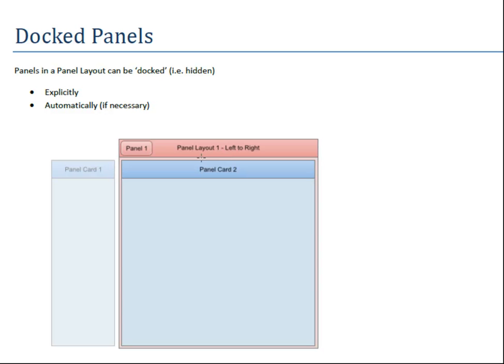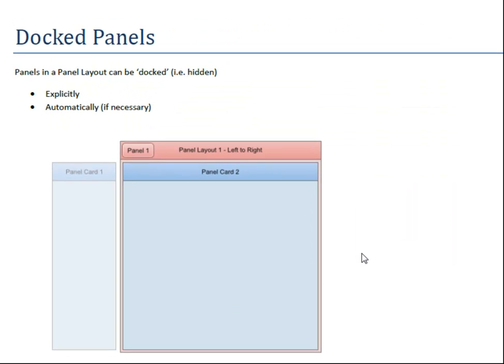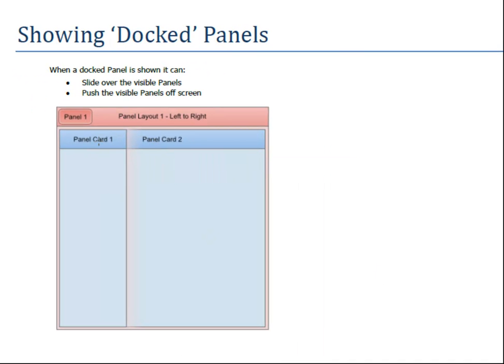So if you look here, panel card 1, as we mentioned, has been hidden, and there's a button now that is displayed in this panel layout header that will control the visibility of panel card 1. So when you click this button, panel card 1 will become visible, and the way in which it becomes visible can be controlled in one of two ways. It can either slide, as you can see here, over panel card 2. So in this case, basically, when panel card 1 became visible, it's obscuring a part of panel card 2. So in this case, the docked panel was slided, if that's the right word, over the visible panels.